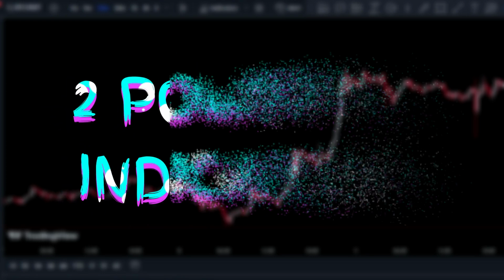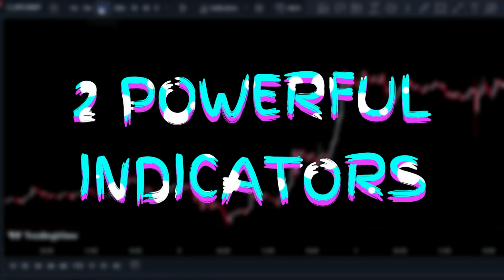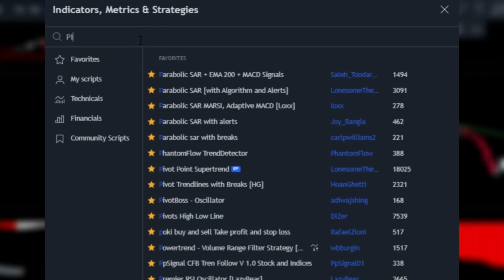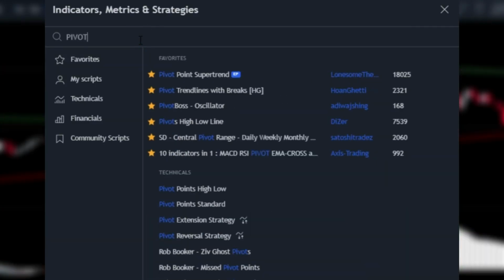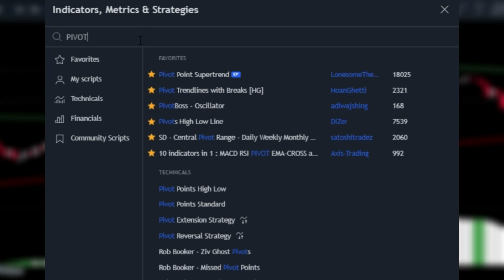We'll be introducing two powerful indicators that could give you an edge in the markets. The first is the pivot trend lines with breaks indicator, a tool that can help you identify key levels of support and resistance in the market.